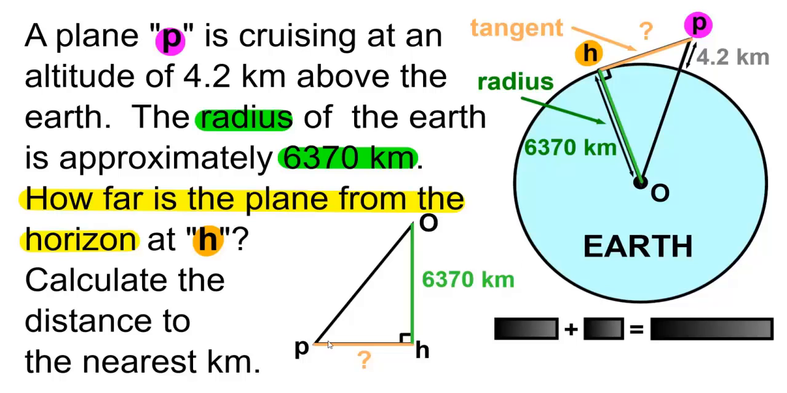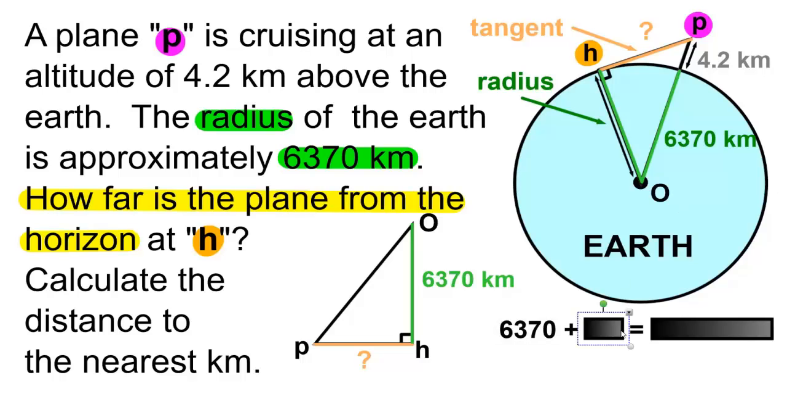And now we need to find out the distance between P and O. So O to touching the circle will also be our radius, which is 6,370 kilometers. And the distance between the end of the circle and P is 4.2 kilometers. So if we add those together, we can get a distance of O to P. So 6,370 plus 4.2 will give us a total of 6,374.2 kilometers, which is the distance between O and P.